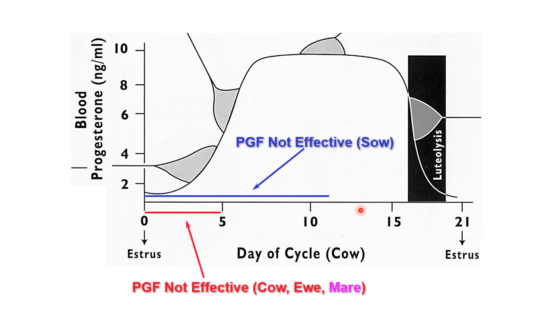In the sow, it is even longer. So in the cow, the ewe, and the mare, the period wherein the PGF2 alpha is not effective is 5 days after the CL is formed. While for the sow, it is longer and it will take about 12 days or so. The PGF2 alpha will cause the luteolysis of the pig corpus luteum only after day 12 of the estrous cycle.